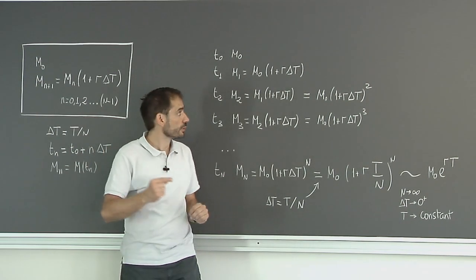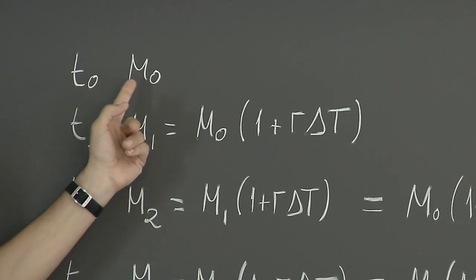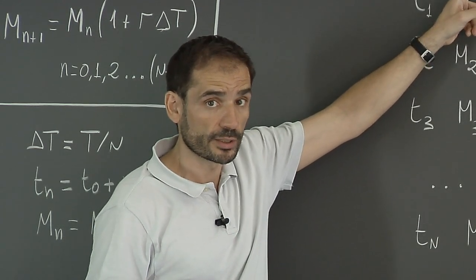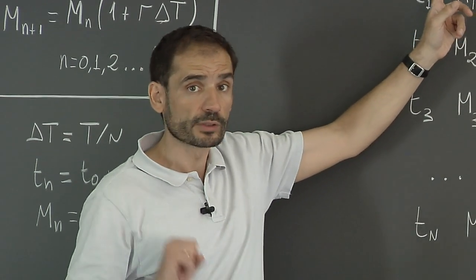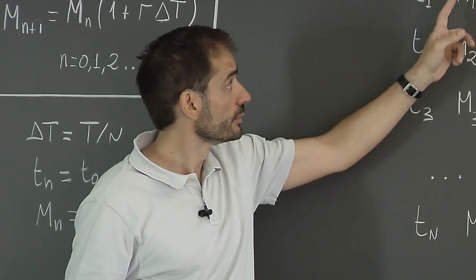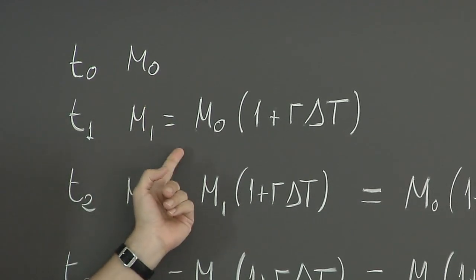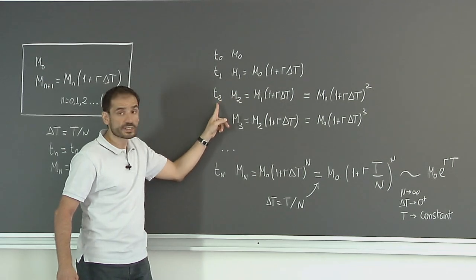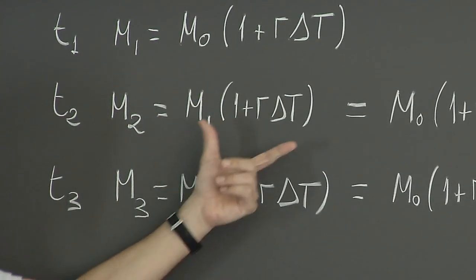So the solution will be written down here. We start at t0. The initial condition tells us that the value of m at time t0 is m0. And then we apply the rule that was given by the Euler algorithm. At t1, to obtain m1, we multiply m0 by this factor. We're going to do the same for t2. m2 is equal to m1 multiplied by the same factor.